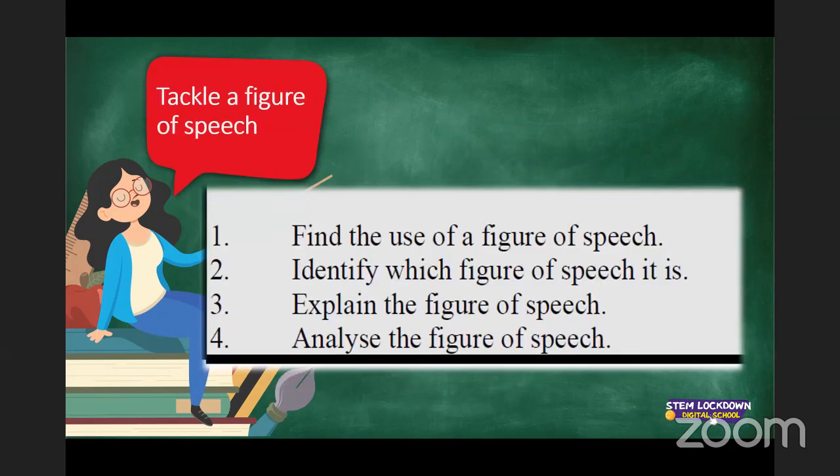Now I'm going to talk about four steps that you need in order to determine a figure of speech. Just looking at this text, the first step would be to find the use of a figure of speech. Secondly, identify which figure of speech it is. Thirdly, explain the figure of speech. And lastly, analyze the figure of speech. So number 3 and number 4, pay attention there.